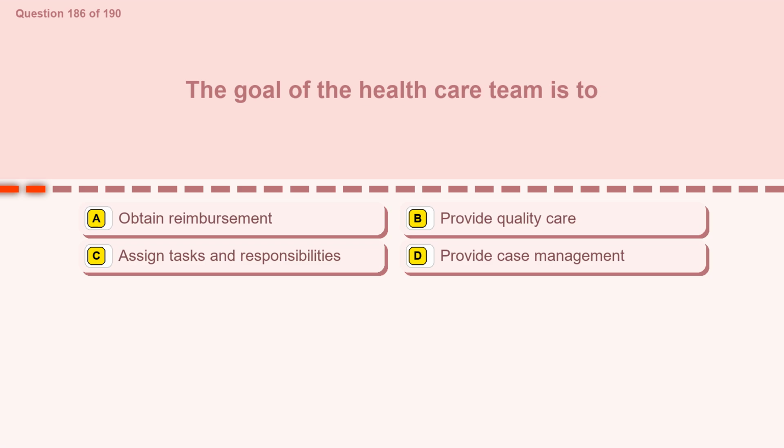Question 186. The goal of the healthcare team is to Option A, obtain reimbursement. Option B, provide quality care. Option C, assign tasks and responsibilities. Option D, provide case management.